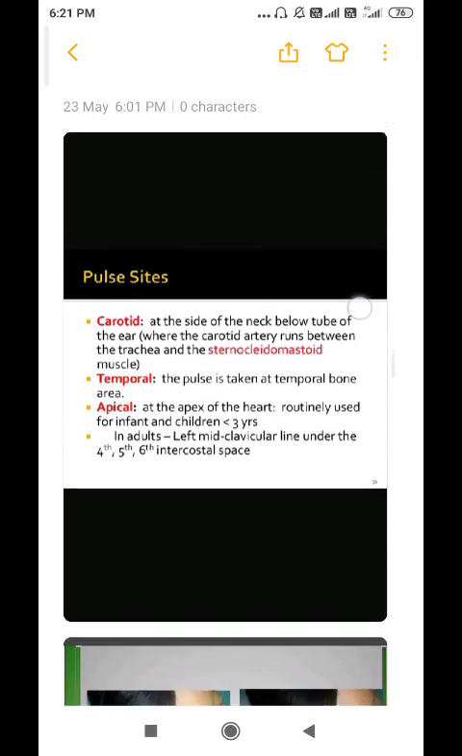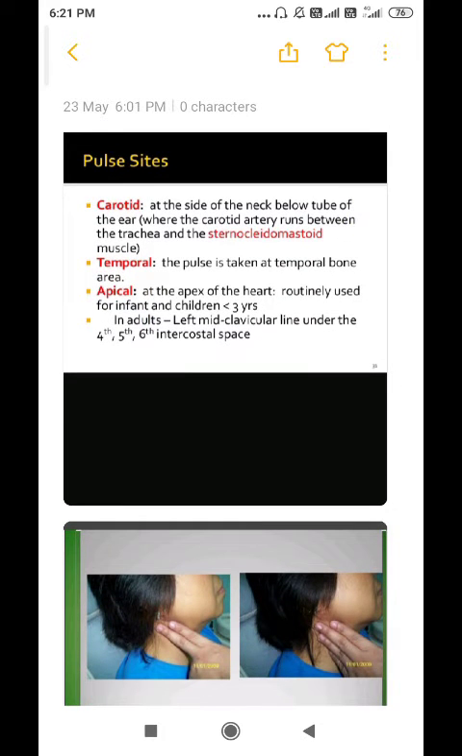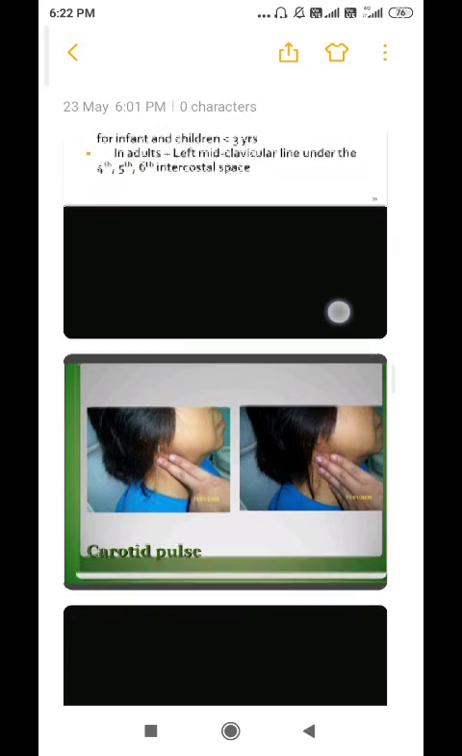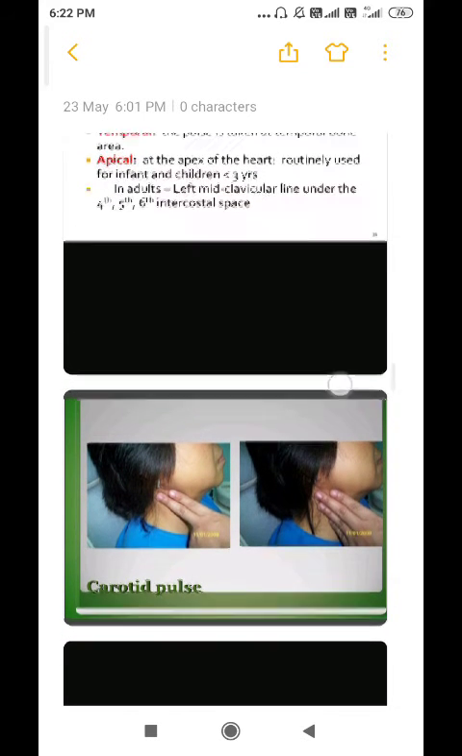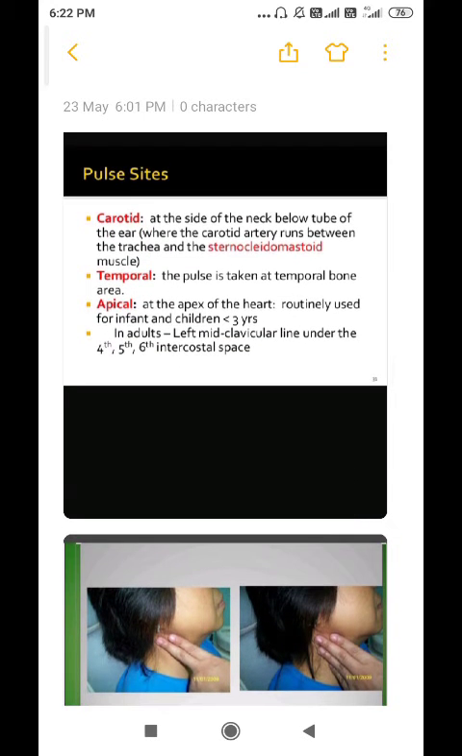Sites used for measuring pulse rate. Next, carotid: at the side of the neck below the lobe of the ear, where the carotid artery runs between the trachea and the sternocleidomastoid muscle. You see the picture here, carotid pulse, how to check. And next, temporal: the pulse is taken at the temporal bone area.